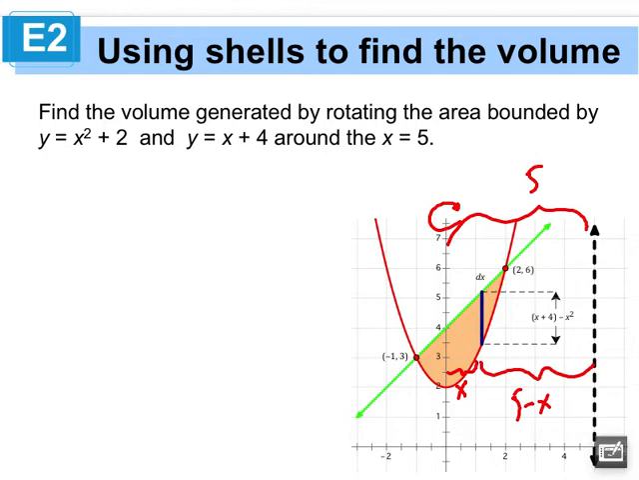Now I think we have everything. We know our limits of integration. We know the distance from the axis of revolution is 5 minus x. We know the area of that rectangle is x plus 4 minus x squared times dx. Put that all together, we're good to go.